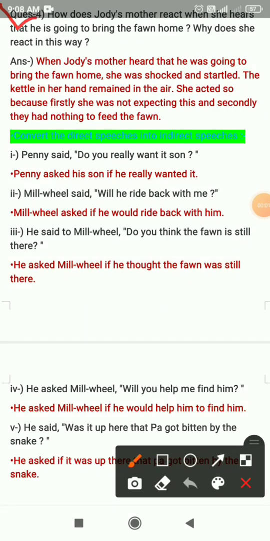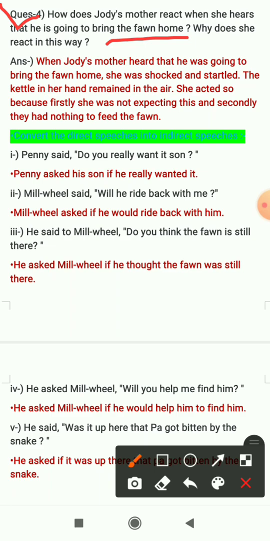Question number 4 is, how does Jody's mother react when she hears that he is going to bring the fawn home? Why does she react in this way? So when Jody's mother heard that he is going to bring the fawn home, how does she react and why does she react in that way?